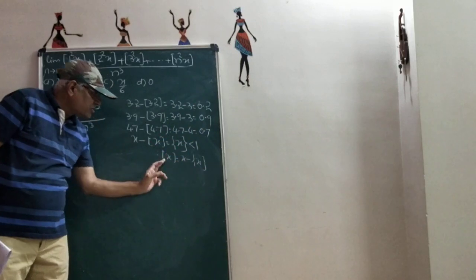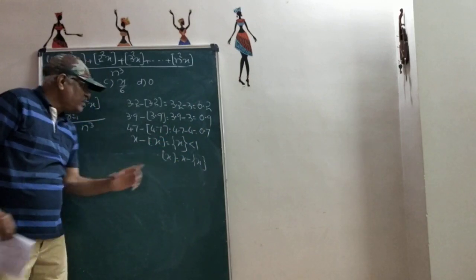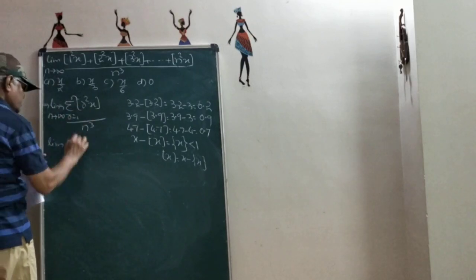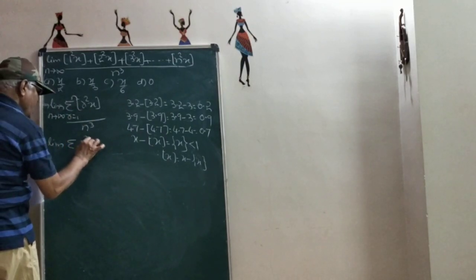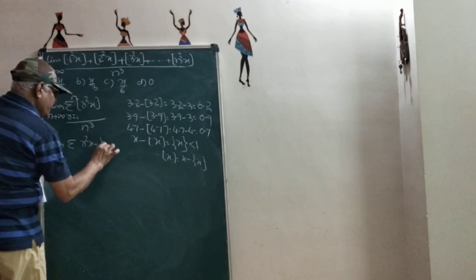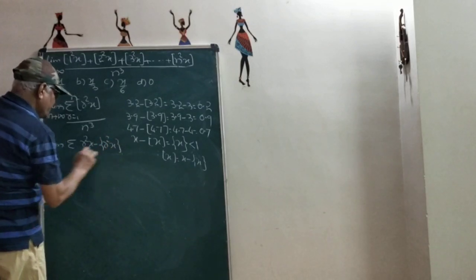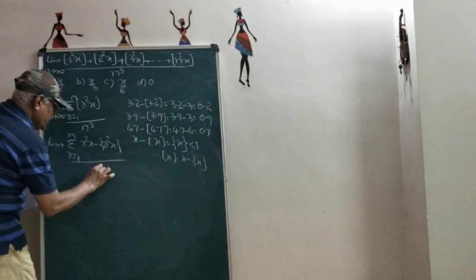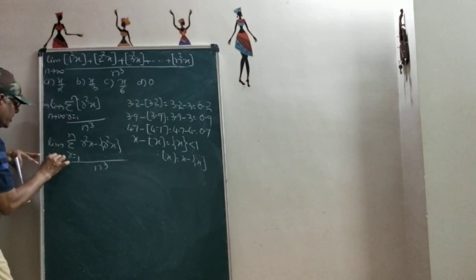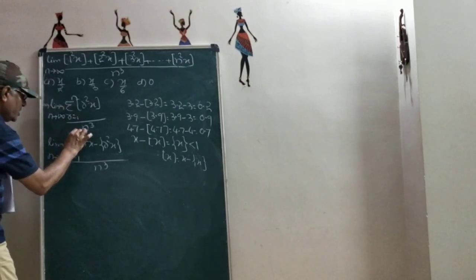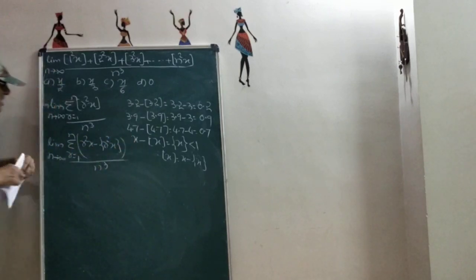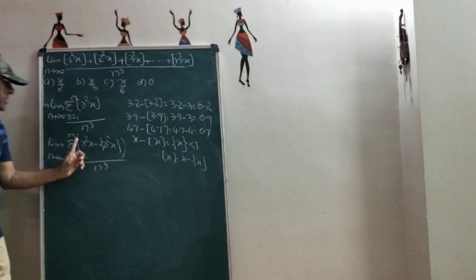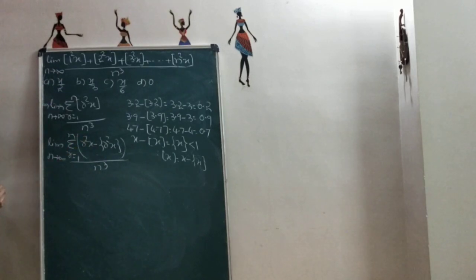Transform this one to RHS. What is greatest integer x? x minus its fractional part. So that is limit of sigma. The same one can be written as r square into x minus fractional part of r square into x, r from 1 to n, and divided by n cube as n tends to infinity. Is it clear this step, students? This is r square into x, by using this result: x minus its fractional part, r square into x minus the fractional part of r square into x.